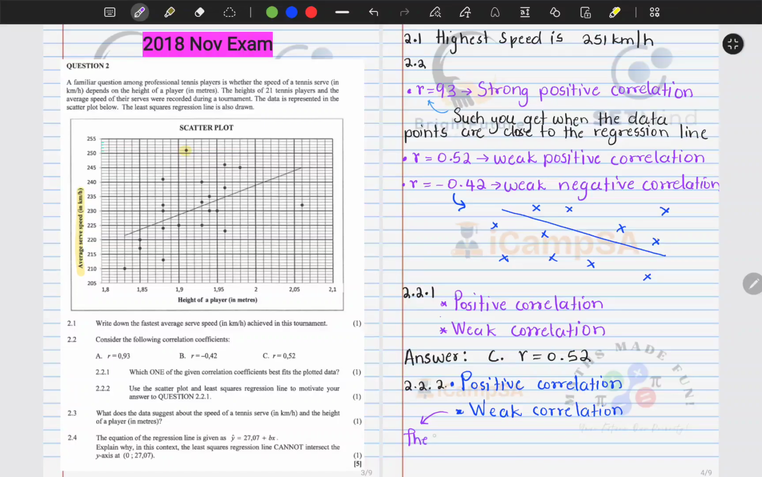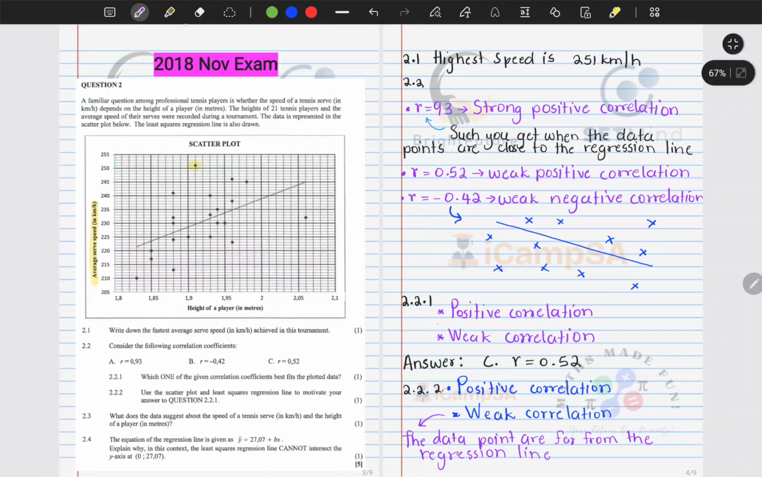If you look carefully, the data points are far from the regression line. So this is our motivation for why we have the case above. I hope that this does make sense. Let's create some space to answer another question here.